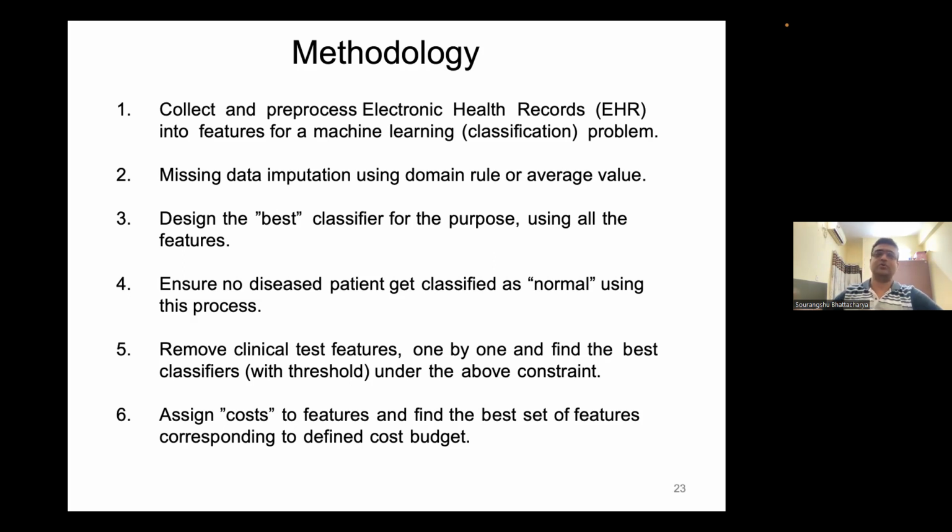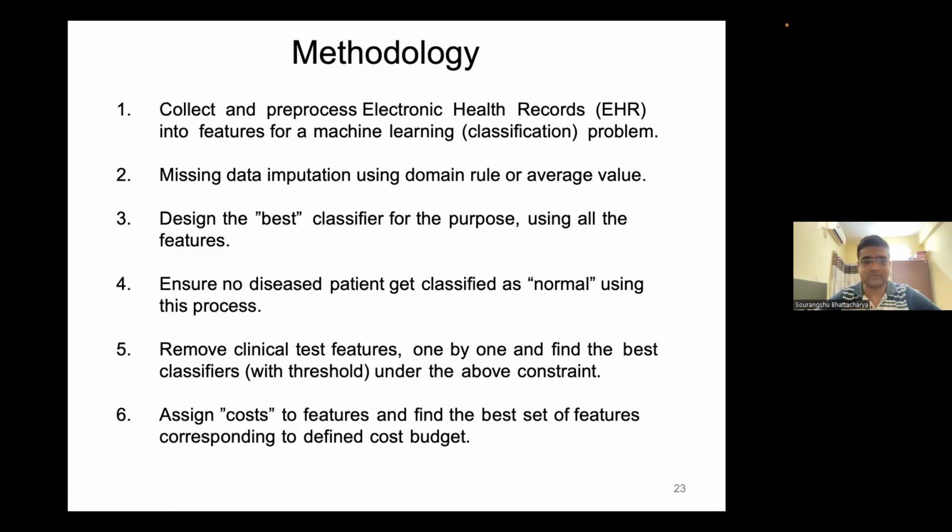Sure. Okay, thanks. So this is the overall methodology. We collect and pre-process the electronic health records into features for a machine learning classification problem. We perform missing data imputation using some sort of domain rule or average value, since many of the EHR records had different fields missing. Then our strategy is to first find the best classifier for the purpose. Then ensure that no disease patient gets classified as normal.